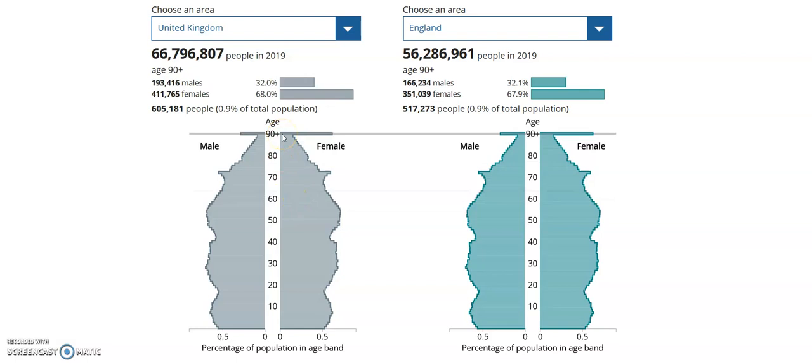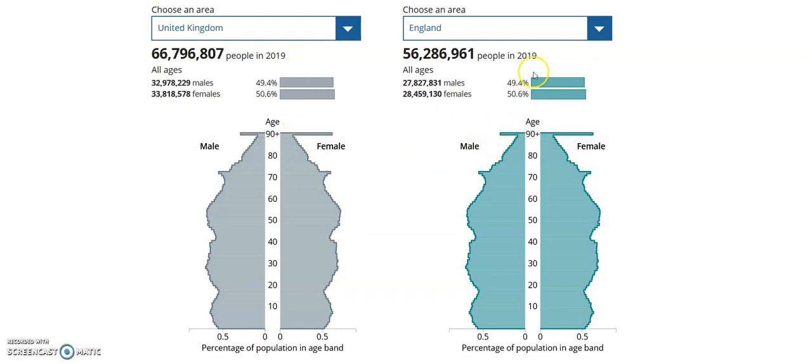So look at 90 plus. You could say they account for 0.9% of the total population, and we can see that above 90 it's very important that females account for 68%, while males 32%. This means females are living longer than males.